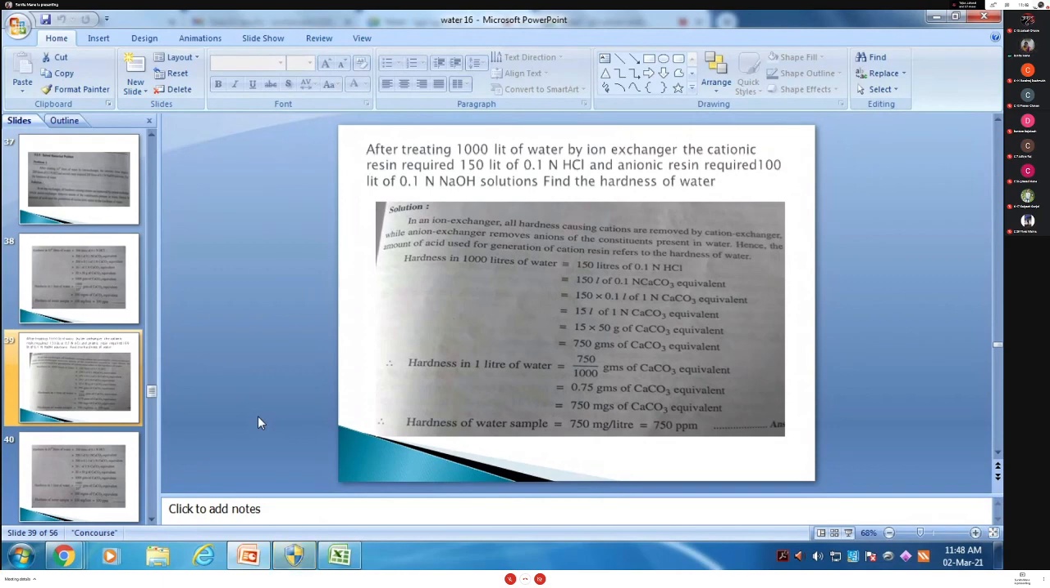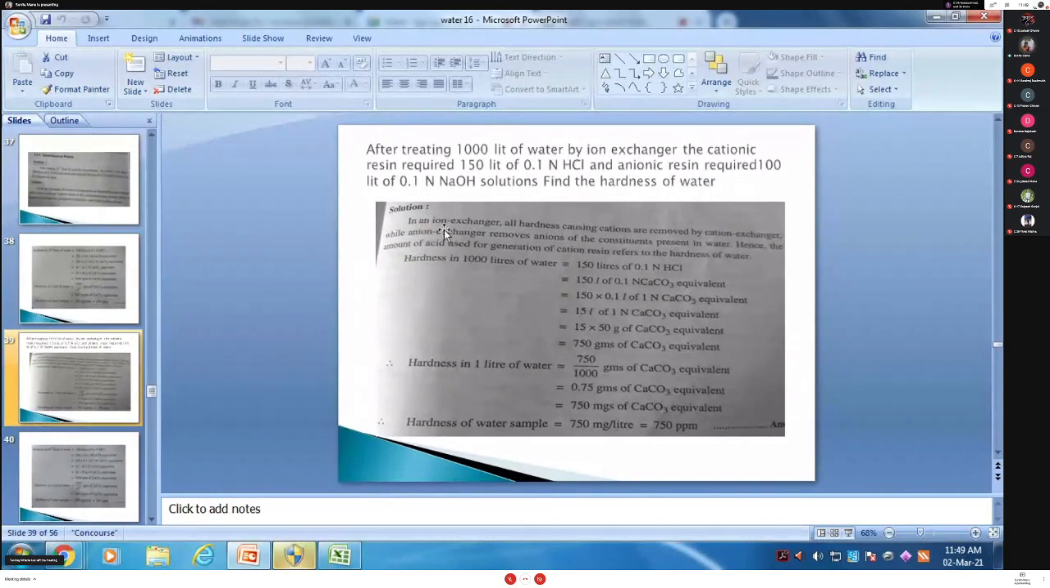Everyone writing? Writing the problem? Everyone is writing the problem? Yes, ma'am. Write down the problem and below it the solution is there. You write very carefully and understand what it is.